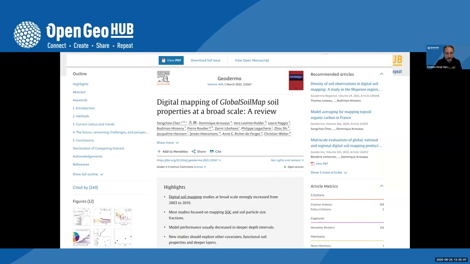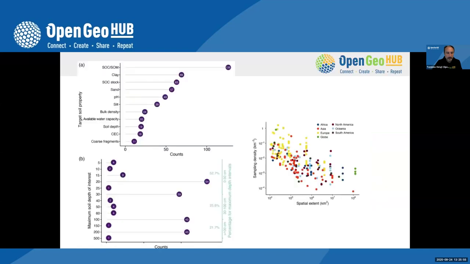There's also an excellent review of the global soil mapping initiatives by Chen et al. In that review you can see which are the most interesting soil properties when you talk about global data. Soil organic carbon and soil organic matter stick out, they are absolute outliers. After that come the physical soil properties, especially clay, and then clay and sand. Then we have pH, bulk density, and available water capacity. This is based on the literature, on what comes up as of interest.